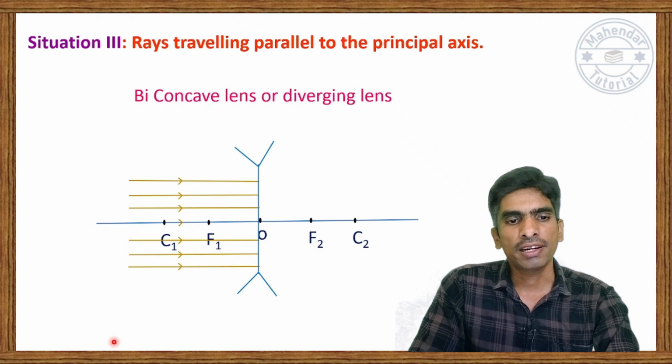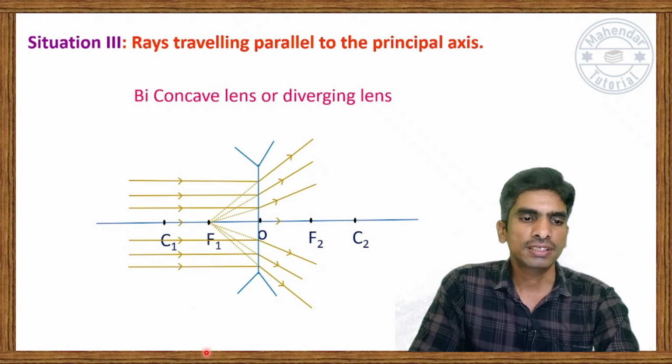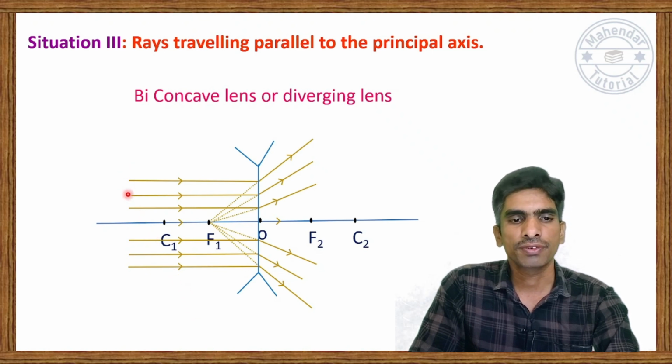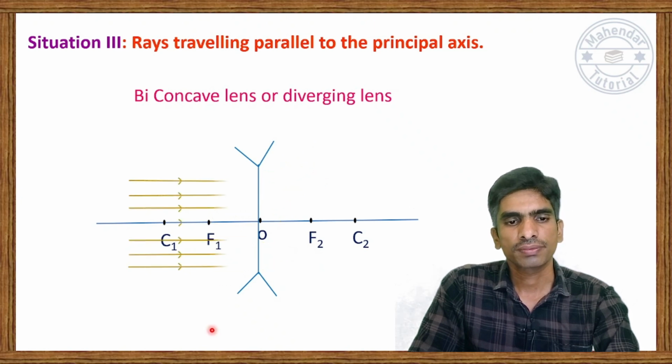Rays traveling parallel to the principal axis, we see in this diverging lens. After refraction they diverge, and if we extend the diverging rays, they will intersect at one point F. So here the rays which are parallel to the principal axis, after refraction the refracted rays will appear coming from the focus.